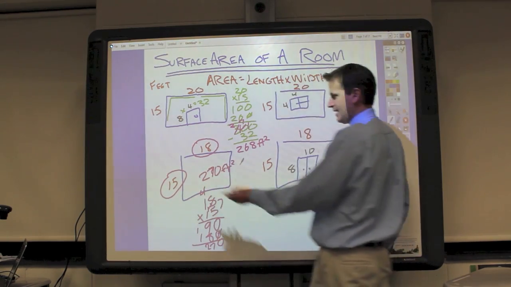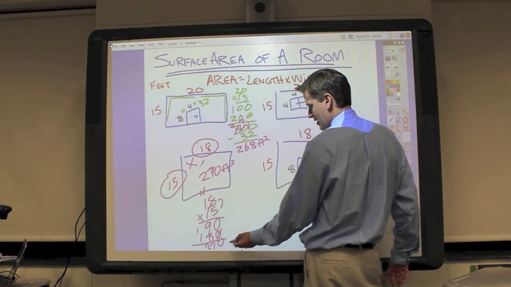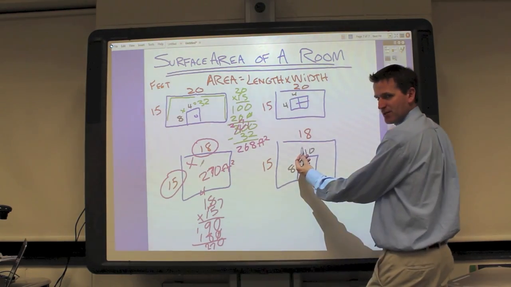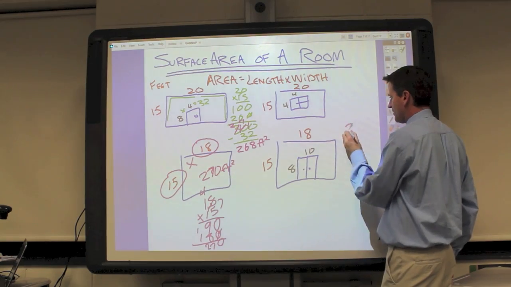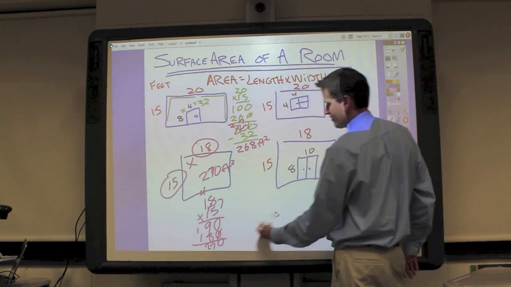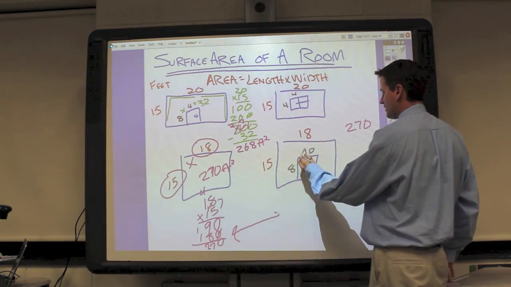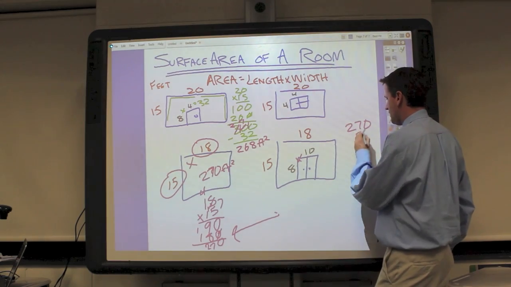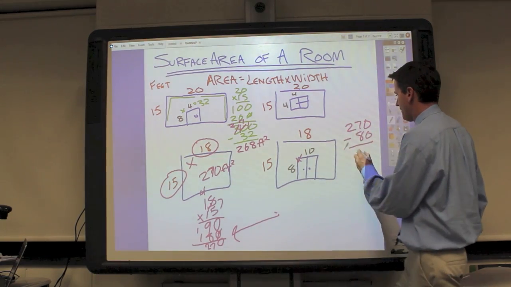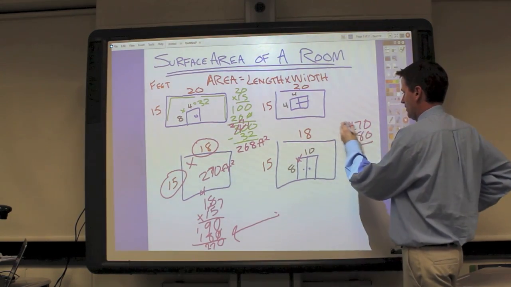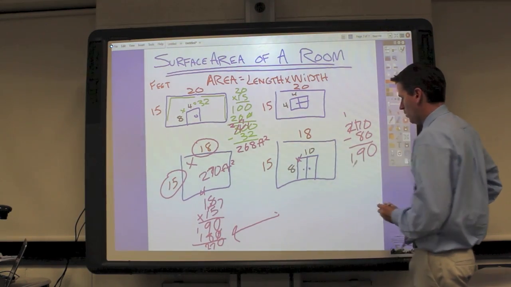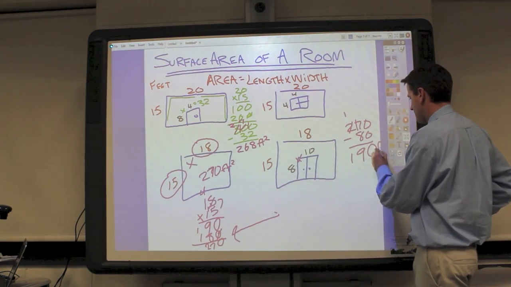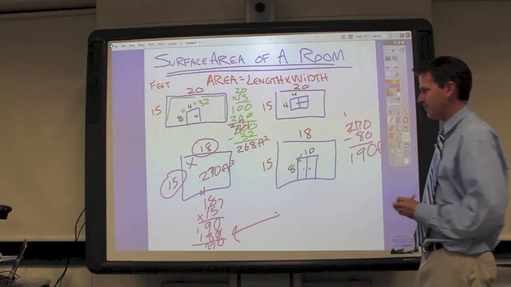Now look, I did 18 times 15 here, right? And I got 270, so look at this. I'm just going to slide right over here. I know that 15 times 18 is 270, because I already got my answer right there. All right? And now I just got to do 8 times 10, which is 80, and I'm going to subtract that. All right? I've got to do a little bit of borrowing again. 190. Okay, so this is 190 square feet.